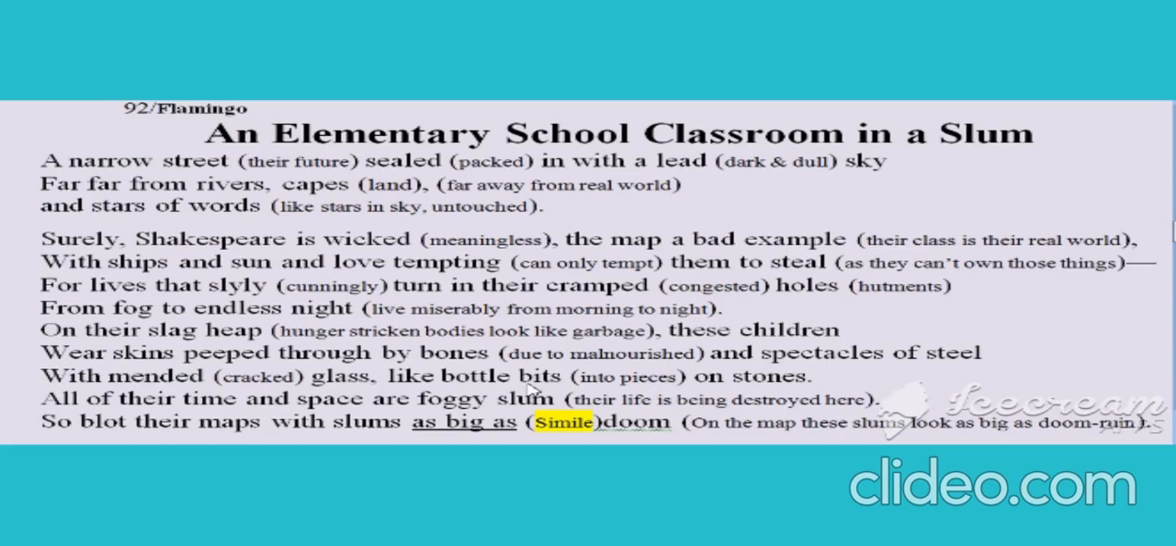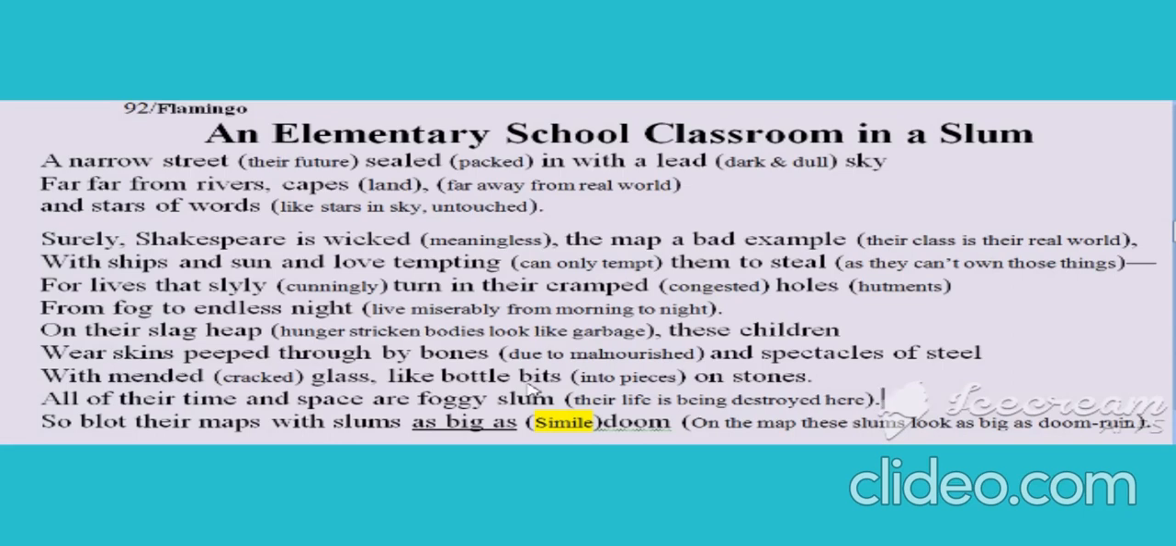From fog to endless night, from morning to night, on their slag heap, these children were skin peeped through by bones. So heap here refers to hunger stricken bodies or garbage. So their body is just like a garbage which is hanging on their bones, or you can say the bones are peeping out of their body, those thin skins. And what they are wearing, spectacles of steel with mended glass. So they have not a very good quality of glass, but cracked glass spectacles they might have found somewhere in the garbage, like bottle bits on stones, and the glass is so much cracked that it can be compared with a cracked bottle bit.